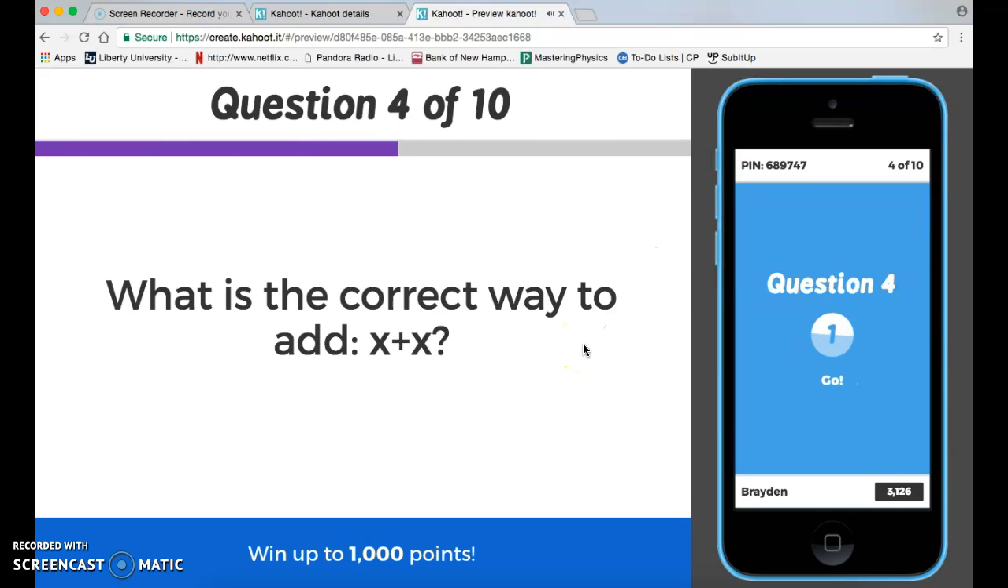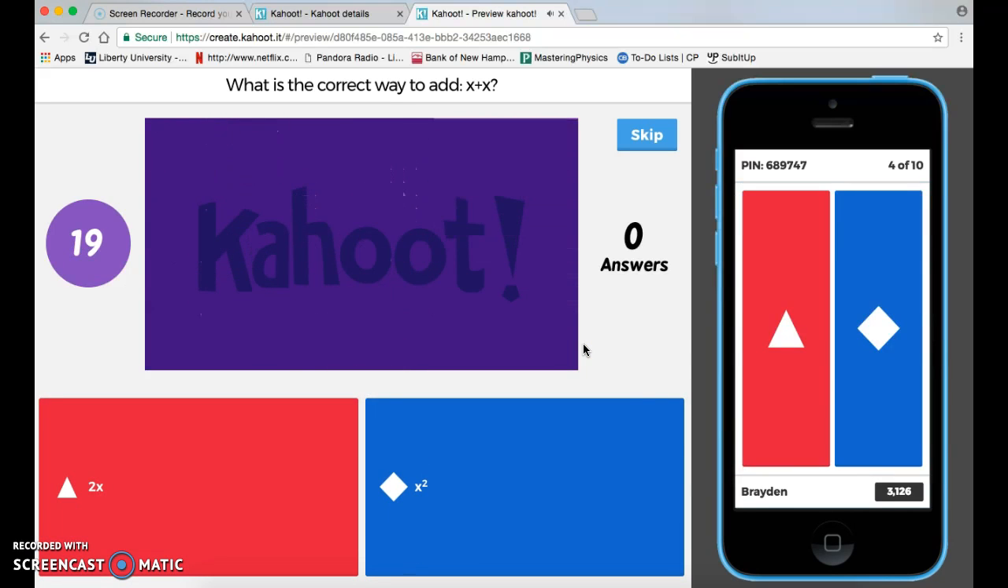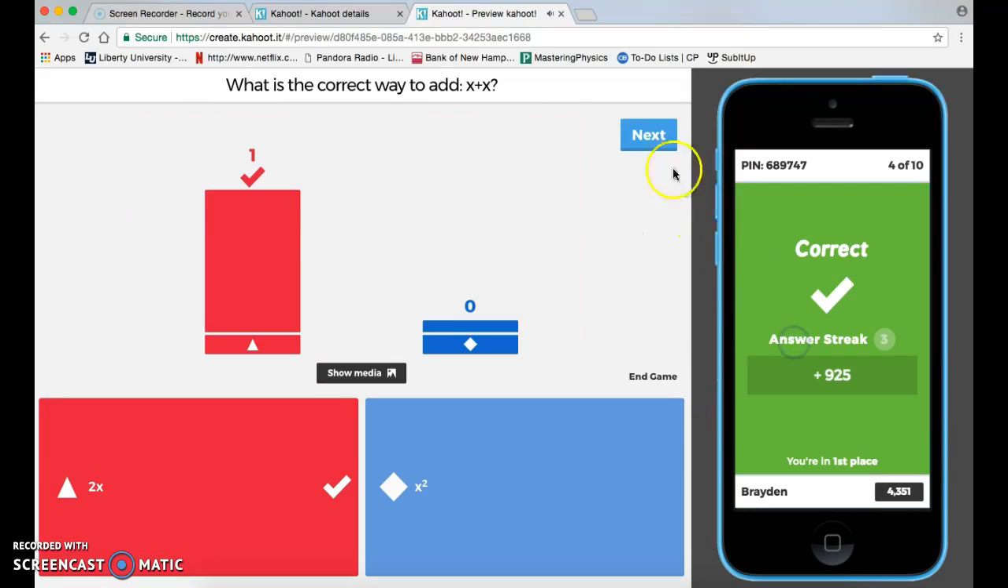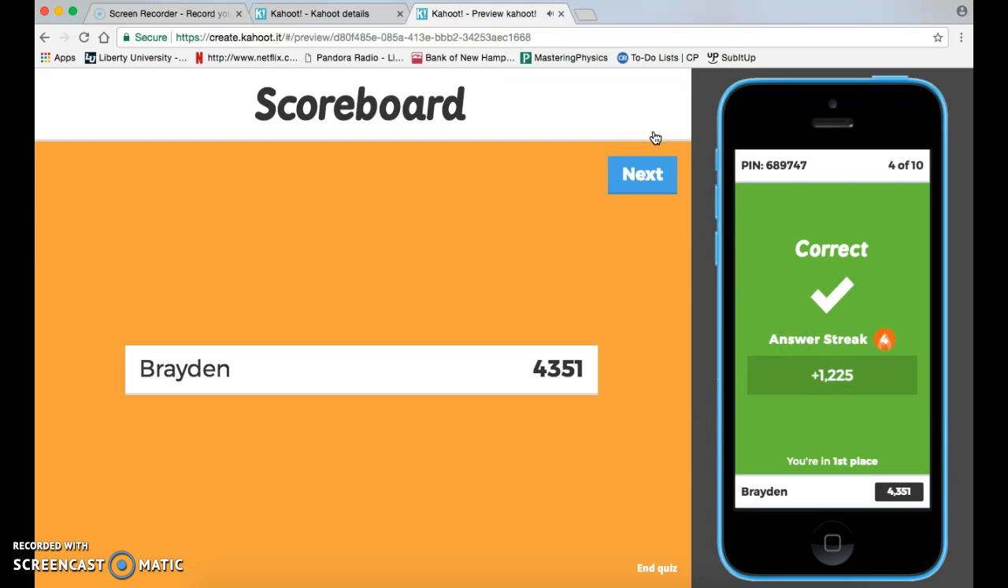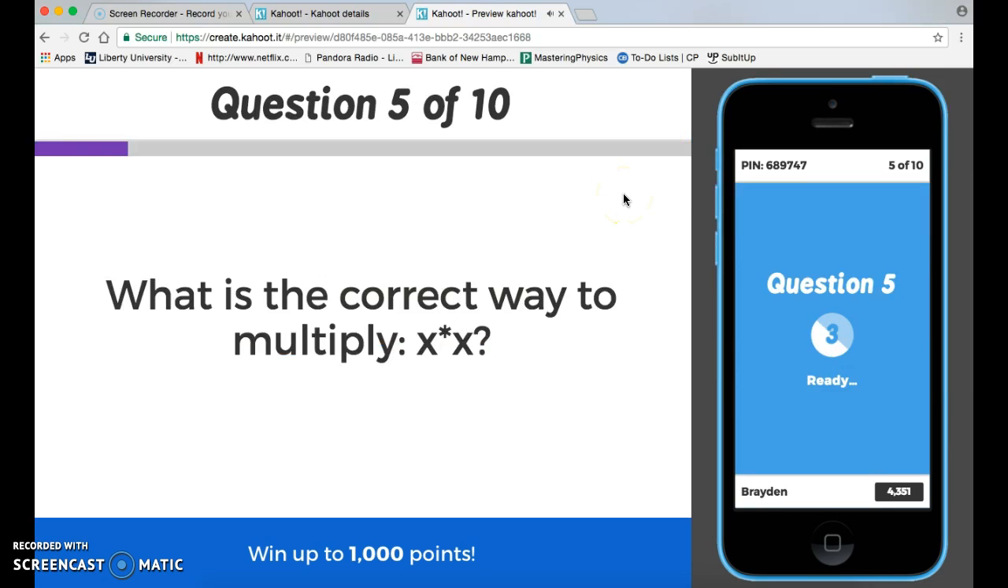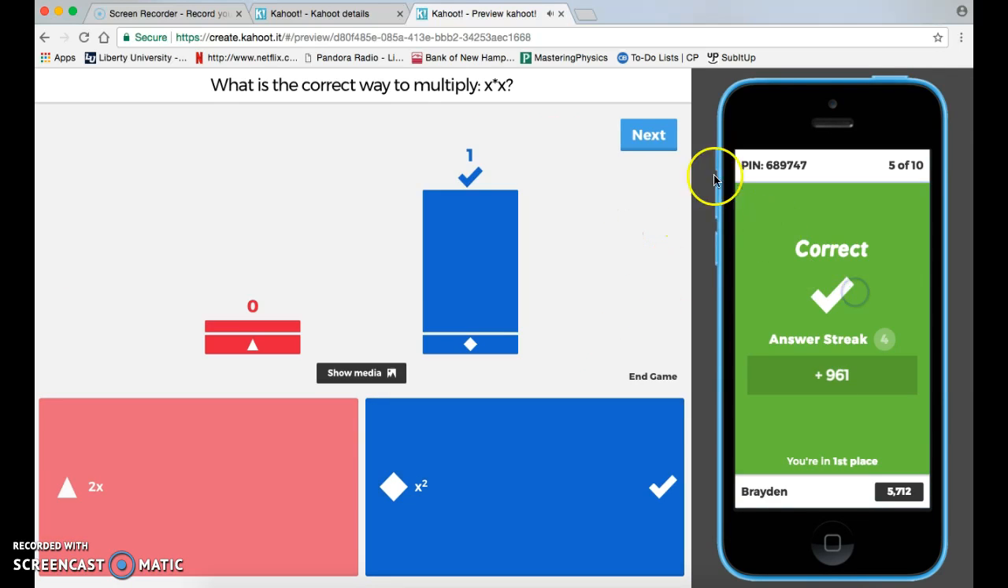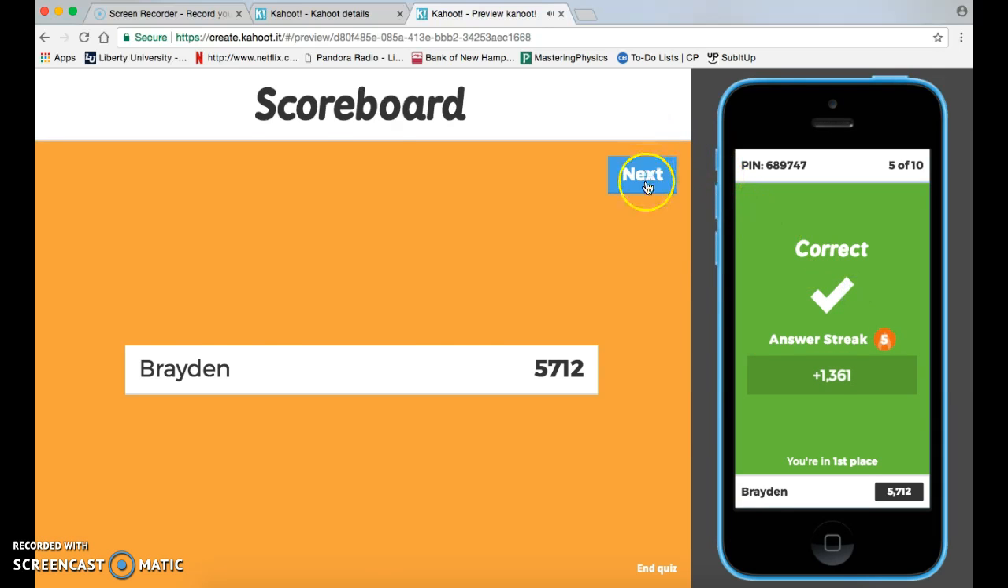These next two questions are just reviewing the arithmetic with different variables to see if they can add and multiply variables correctly. I like to ask the conceptual questions first, and then we'll get to the application questions that go along with the lesson that they learned today. So here's just the last conceptual question before we get to the application.